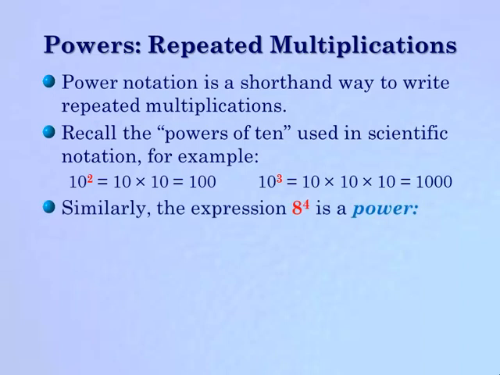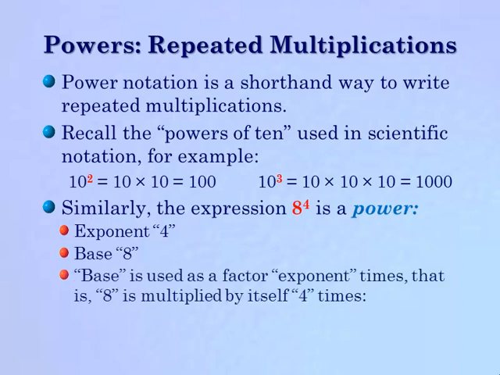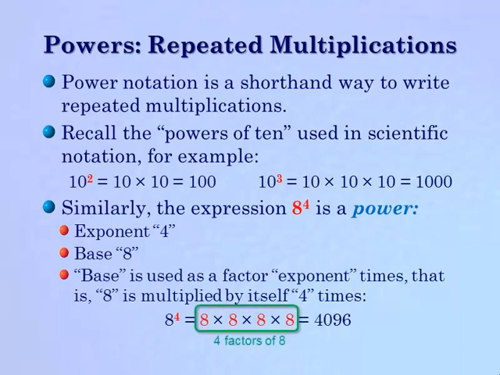Well, similarly, we can have the expression 8 to the 4. That's a power. 4 is the exponent, and 8 is known as the base. The base is used as a factor exponent times. That is, 8 is multiplied by itself 4 times, or we can say that we have 4 factors of 8.